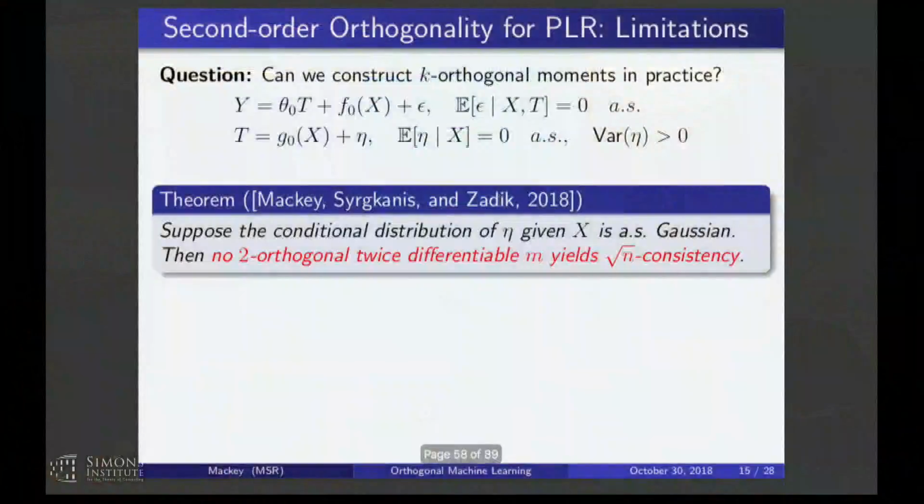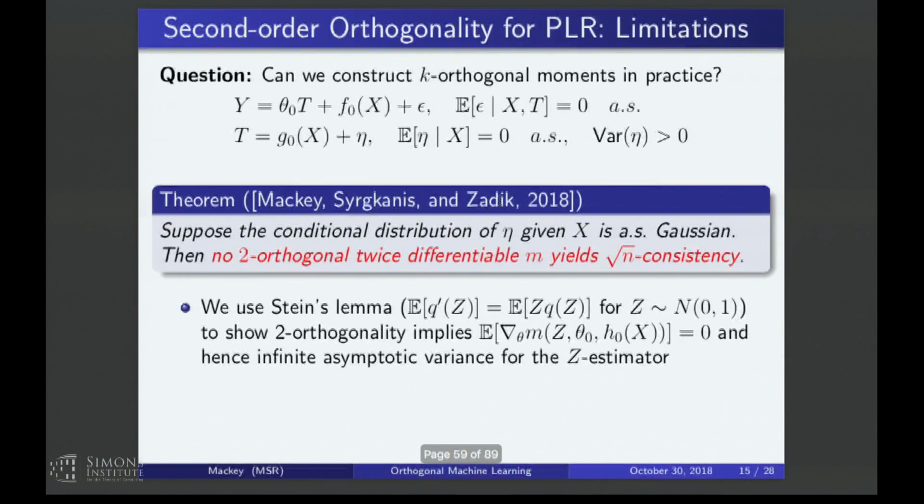Okay, so, right. We had this negative result. Oh, yeah, that's sad. Okay, so to show this, we use Stein's lemma, which is essentially just integration by parts. This lets us show that if you're two orthogonal, then this derivative with respect to theta of m is also going to be 0 when your treatment residual is Gaussian, which means that if you were root n consistent, you'd have infinite asymptotic variance, which means that you have a pretty useless estimator.